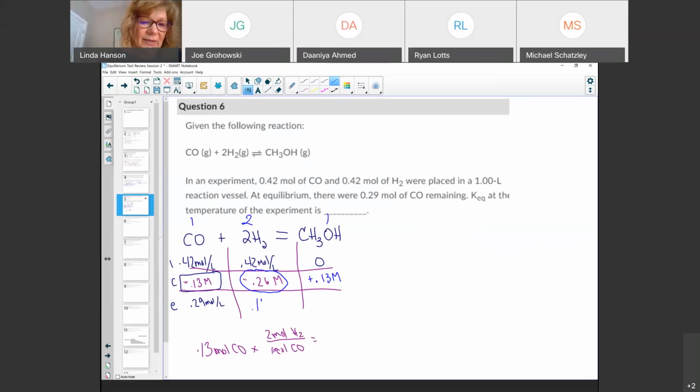This, of course, becomes 0.16 molar when I subtract, and this becomes 0.13 molar, carrying that down. We have all of the equilibrium concentrations and are ready to solve for equilibrium by placing the concentration of the product over reactants. Remembering to square the hydrogen value.